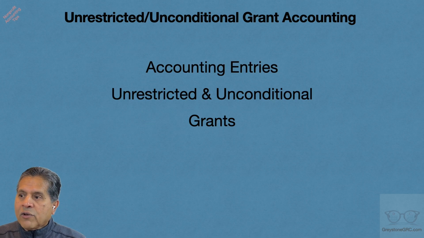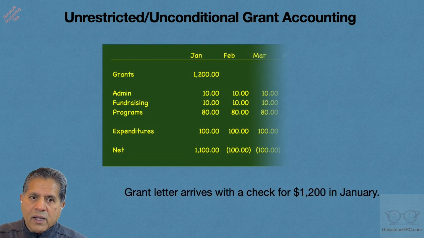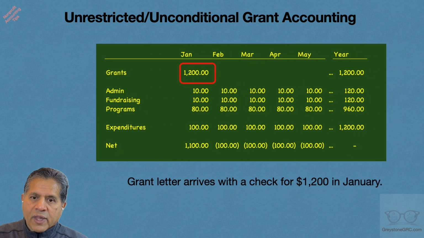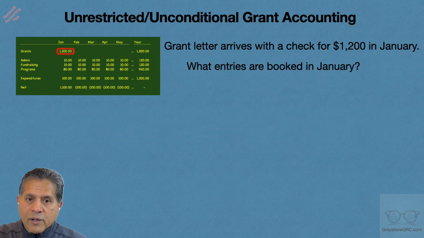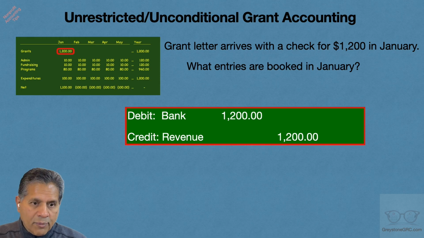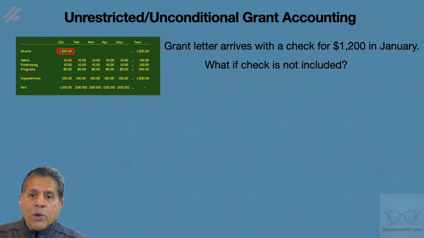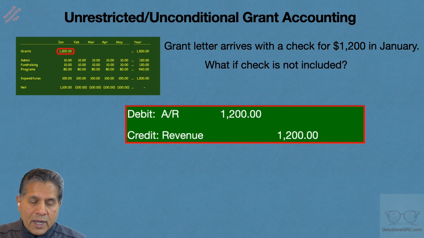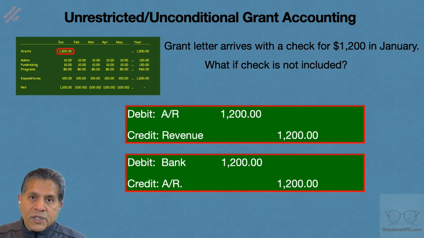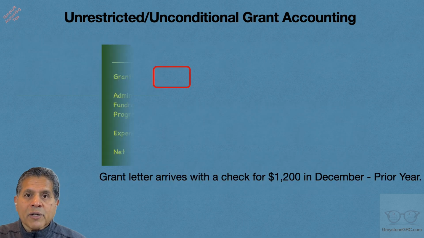So what are the accounting entries for these unrestricted and unconditional grants? We've got this $1,200 in January. And what entries are booked in January? Well, since the check is received and we deposit it, the entry will be debit bank $1,200 and credit revenue $1,200. And these entries are in January, resulting in a net of $1,200 for January and losses of $100 a month for the remainder of the year, ending the year at a net zero. But what if the check is not included? Well, in that case, we set up an accounts receivable for $1,200 and we credit revenue $1,200. And then when the funds are received, whether in total or in pieces as they come in, we go ahead and debit bank and credit the accounts receivable.